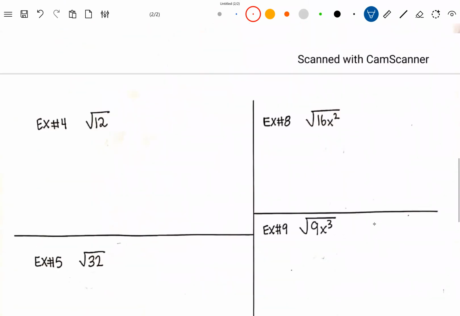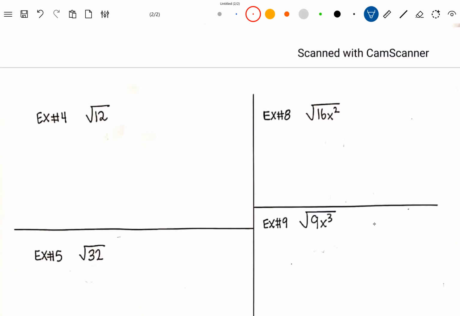Okay, so number 4, same thing. 12 is not in the list, but I can rewrite 12 as 4 times 3. I can square root the 4. Remember, when you square root it, that number comes out, the 2 comes out, the 3 stays underneath. The 2 is the square root of 4.